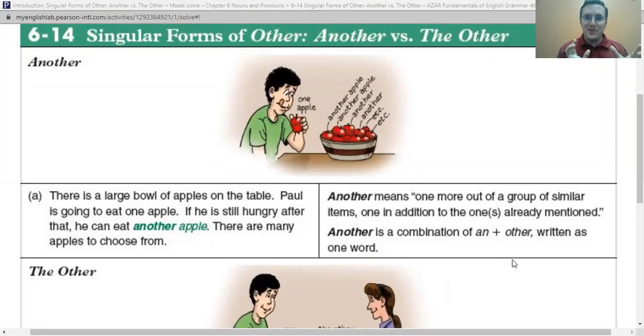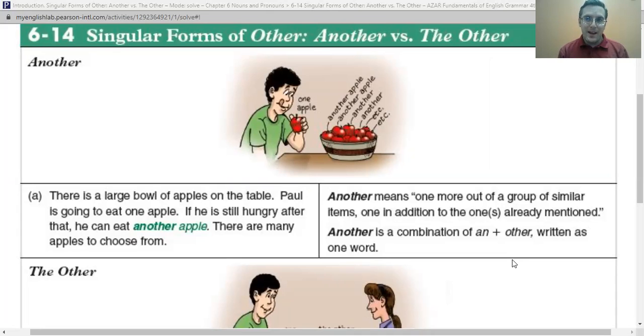In this picture, we have a big bowl of apples, and this gentleman is grabbing one apple from the bowl. He doesn't want one apple. He wants more than one apple. He wants two apples. So he has one apple in his hand. He wants another apple. He will take another apple. Okay? Another means one other apple.